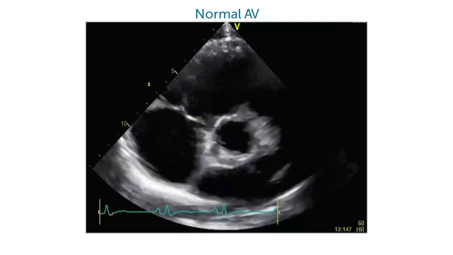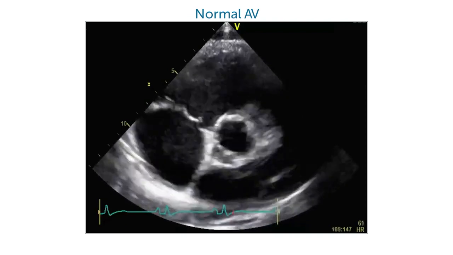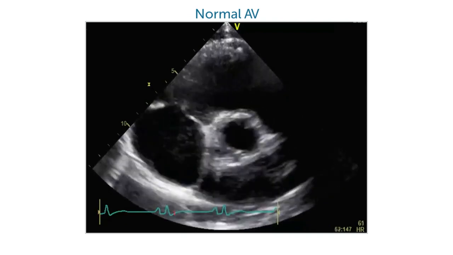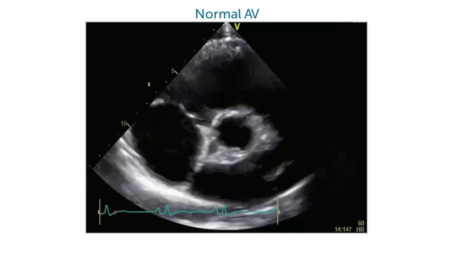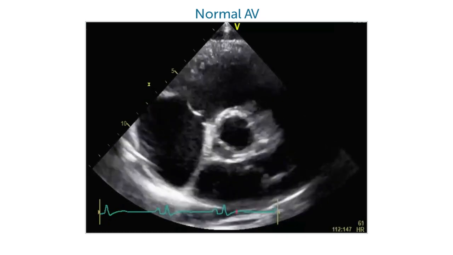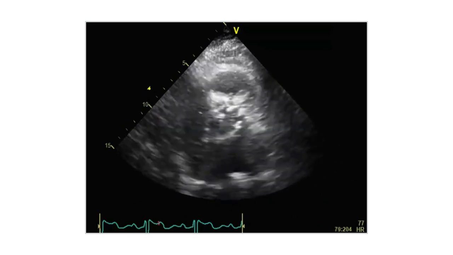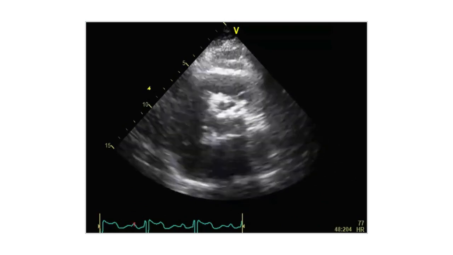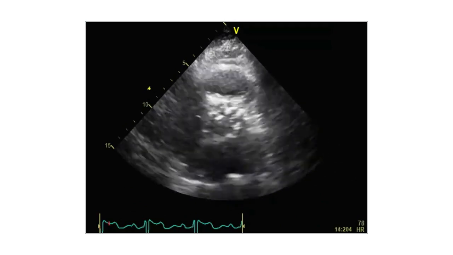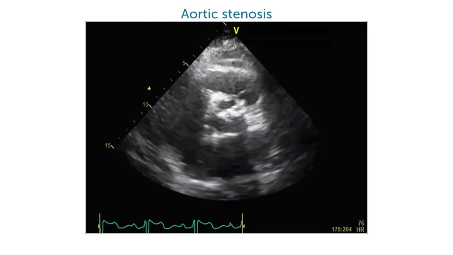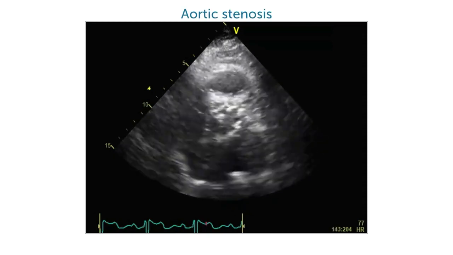You can hardly see the cusps. Why? Because it's a young individual. And in young individuals, the aortic valve can be very, very tender so that you almost don't even see it with echo. And this is a valve which is heavily calcified. This is aortic stenosis. Take a look at that because that's what you'll be searching for in your patients.